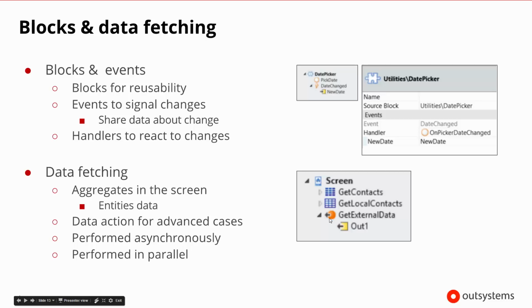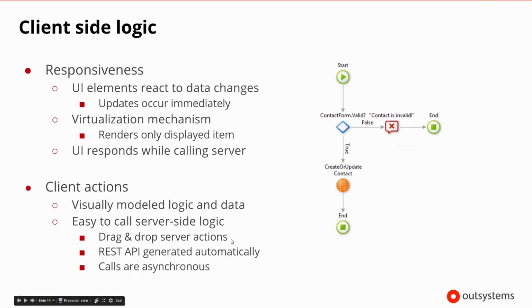There are also these data actions for advanced cases, and whenever we make calls to either server aggregates, to local storage aggregates, or to these data actions, they're performed asynchronously. So all three of these calls can be made in parallel, and then depending on the size and the speed, they may come back at different times because they've been made asynchronously. So that means that the screen and the device will be getting its data at different points, and we want the screens to be as responsive as possible.